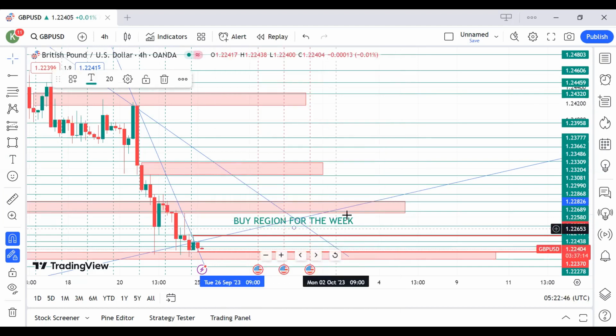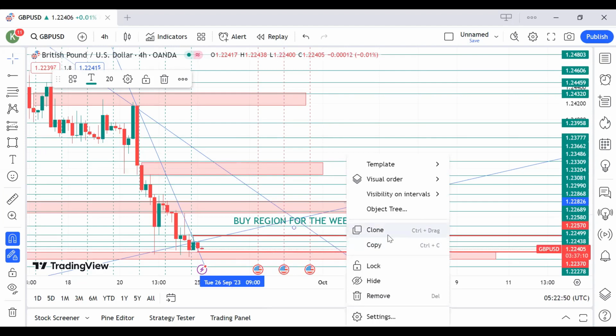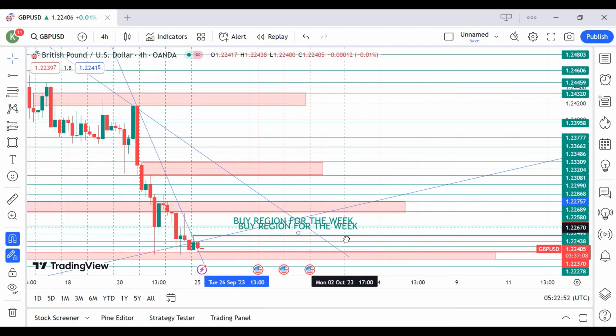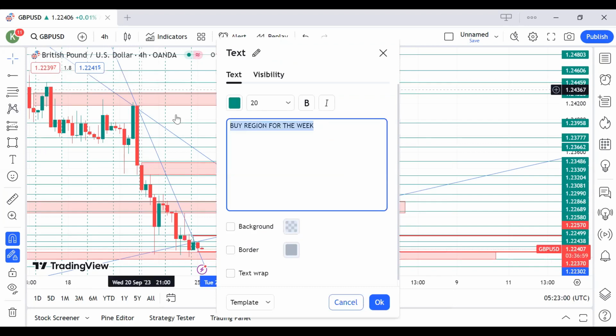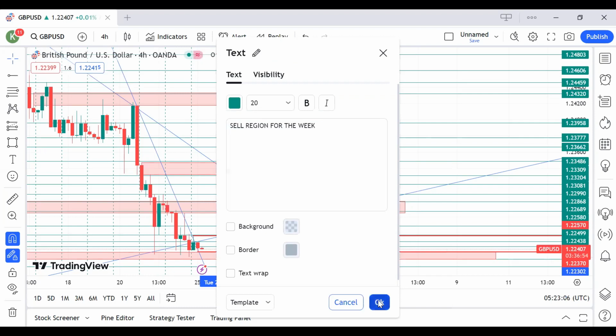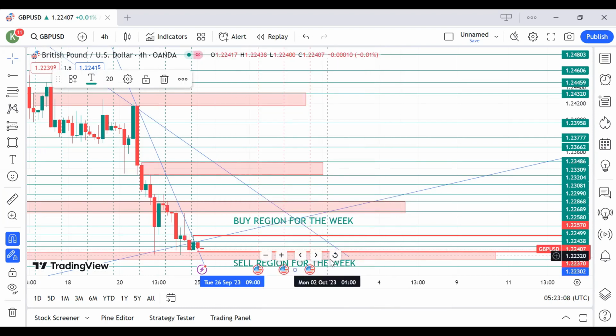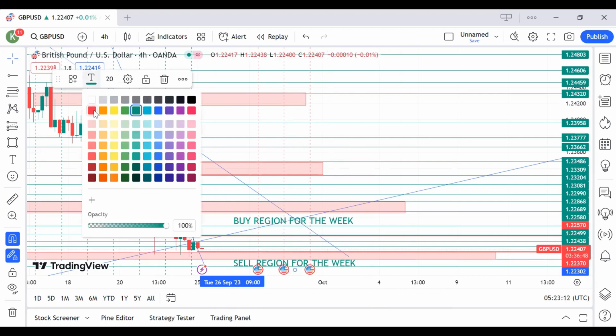Okay, so we usually put it on green and then we make a clone of it and we take it downward for the sell. So anytime price crosses the second red line downward, we are looking out for a sell. So what it means is that for our particular strategy, the sellers will pressure this region while the buyers will pressure the other region.